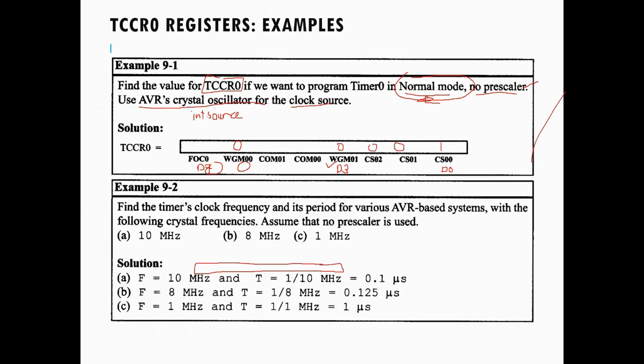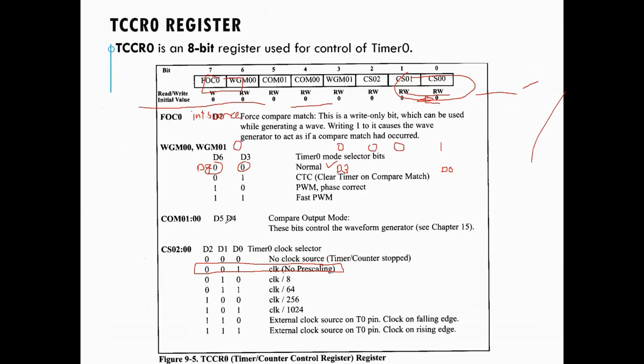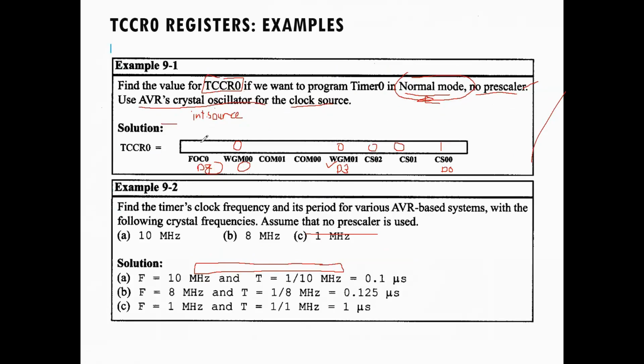D4, 5, and 7. D4 and 5 are to control the waveform generator, and bit 7, write 1 if we want the wave generator to force compare match. In this question, we don't have that information. So what we can do is put 0 to FOC and also COM01 and COM00, because we don't have that information. So the result for our TCCR0 will be equal to binary 0, 0, 0, 0, 0, 0, 0, 1. This is the answer for our TCCR0.